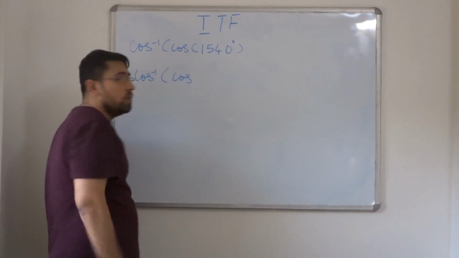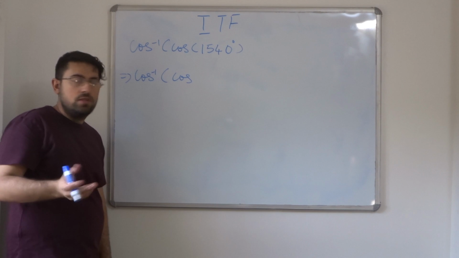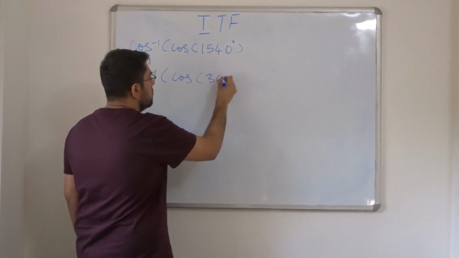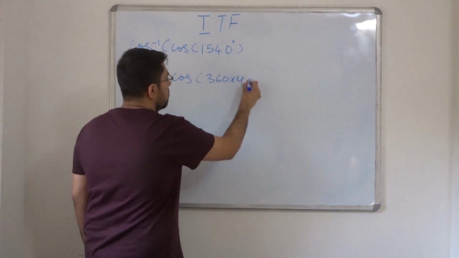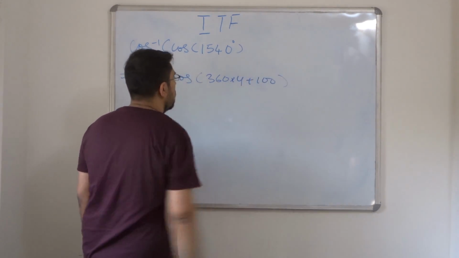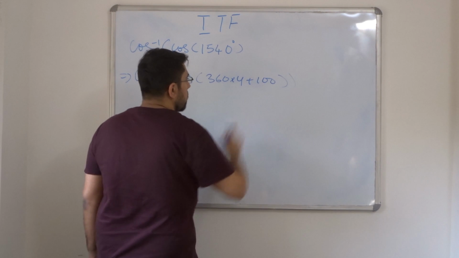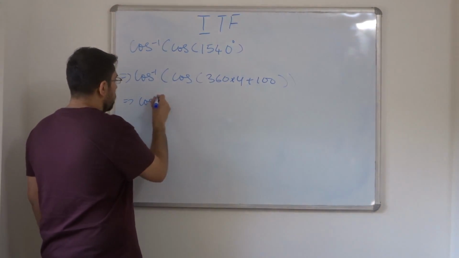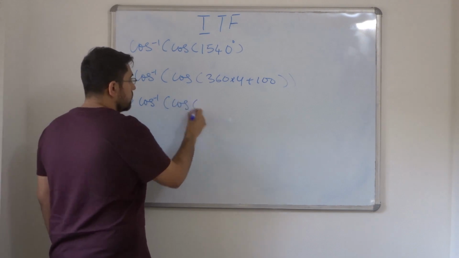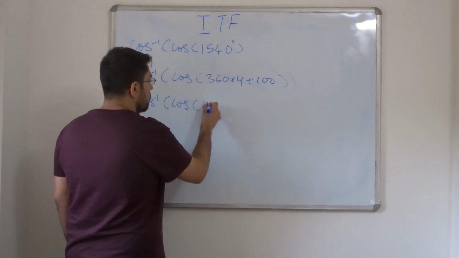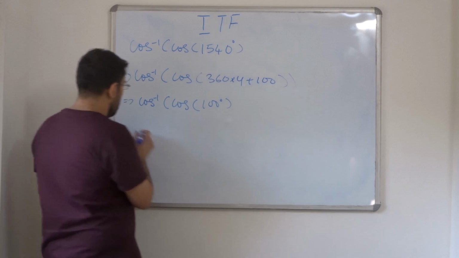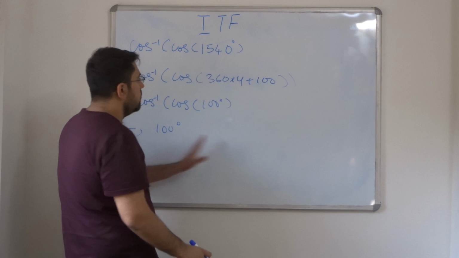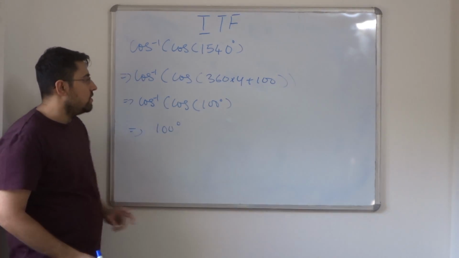In class 11, when you studied allied angles, you might have learned this. So basically it is 360 times 4 plus 100. And then you have cos, okay, then you have cos 100. And then the answer becomes 100. So basically, guys, this is the answer to this question.